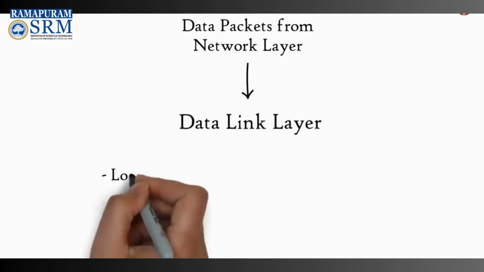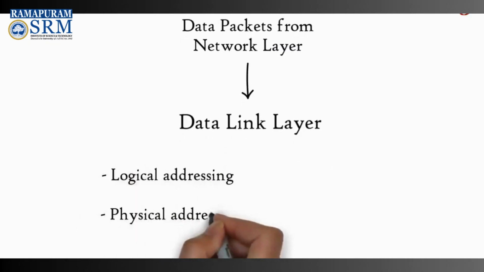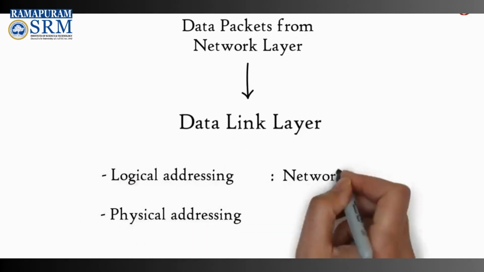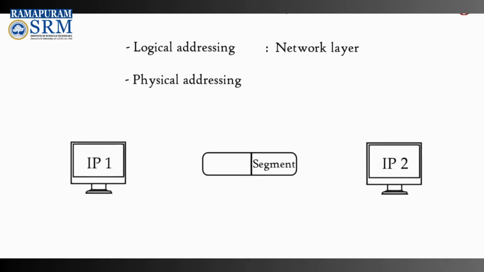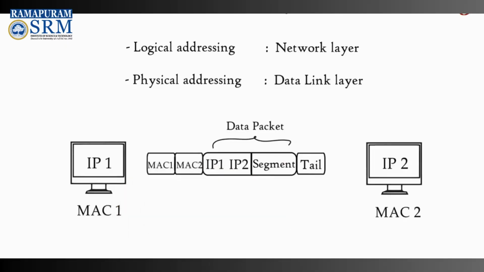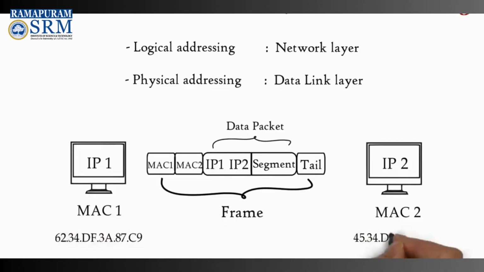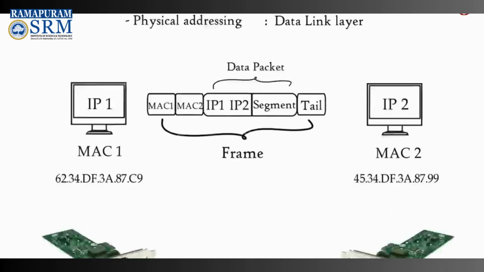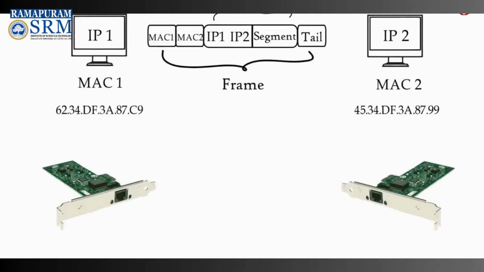There are two kinds of addressing, logical addressing and physical addressing. Logical addressing is done at network layer, where sender and receiver's IP addresses are assigned to each segment to form a data packet. Physical addressing is done at data link layer, where MAC addresses of sender and receiver are assigned to each data packet to form a frame. MAC address is a 12-digit alphanumeric number embedded in network interface card of your computer by your computer manufacturer. Data unit in data link layer is called frame.